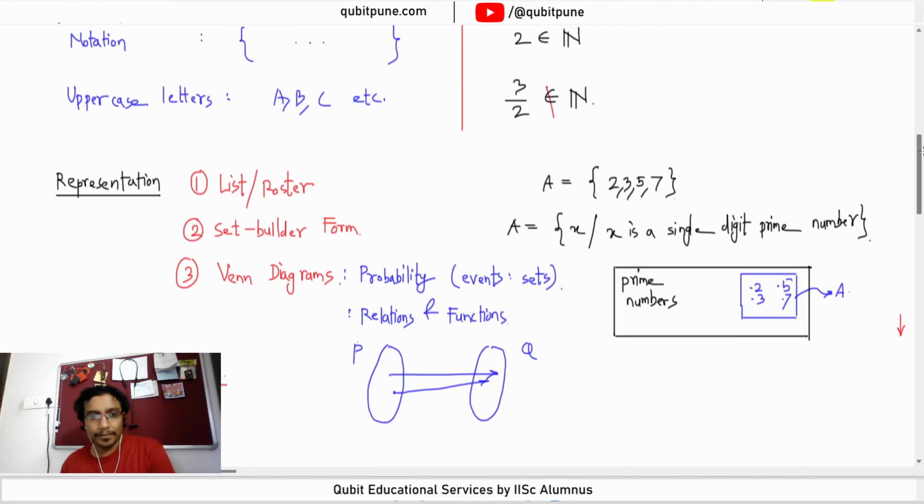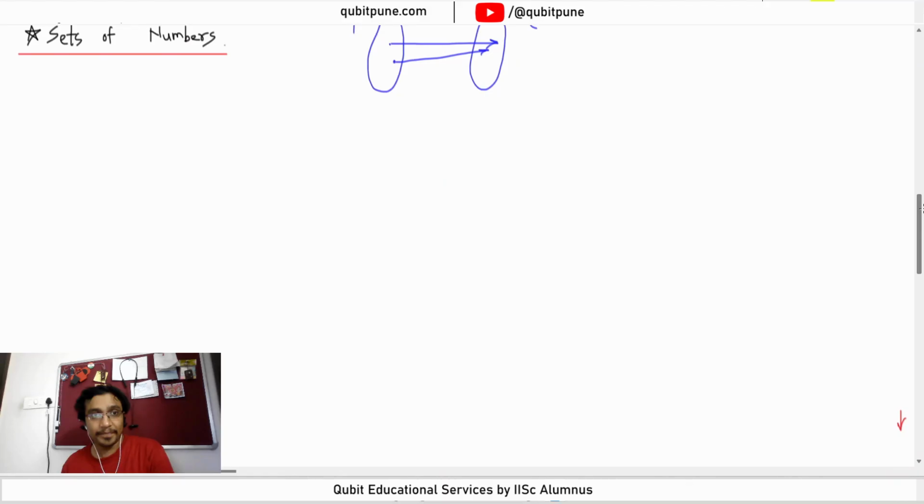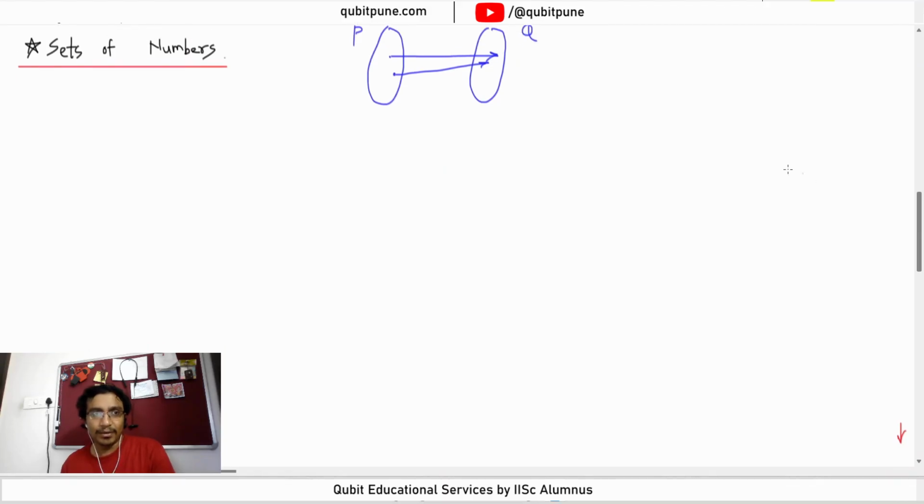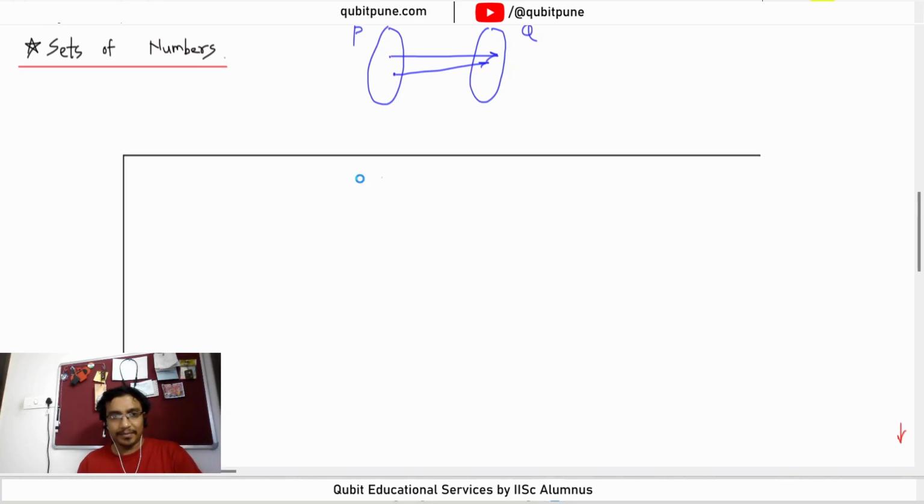Let's now go to sets of numbers. This is also important for other topics. We have this hierarchy of numbers. I'm going to represent it again using Venn diagrams. So we have complex numbers here.